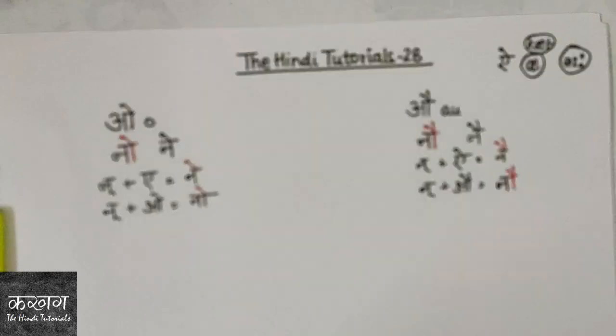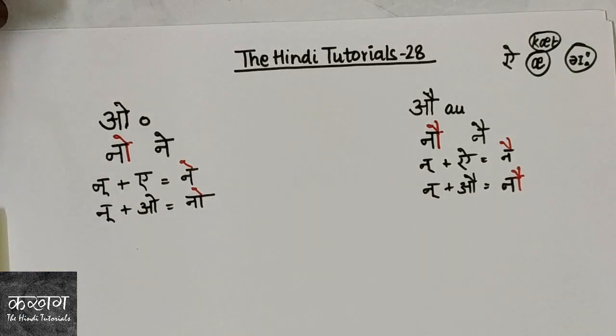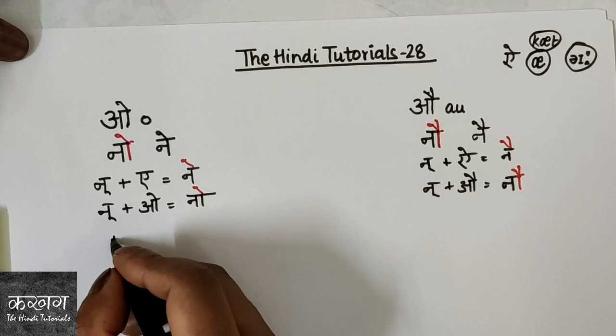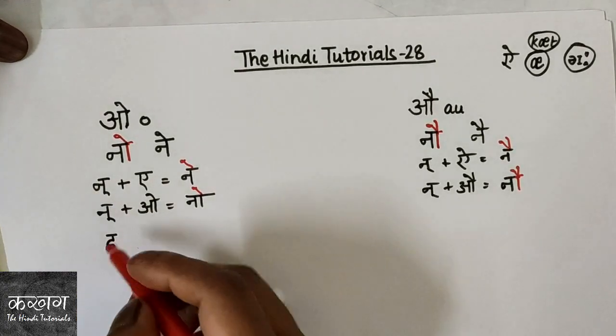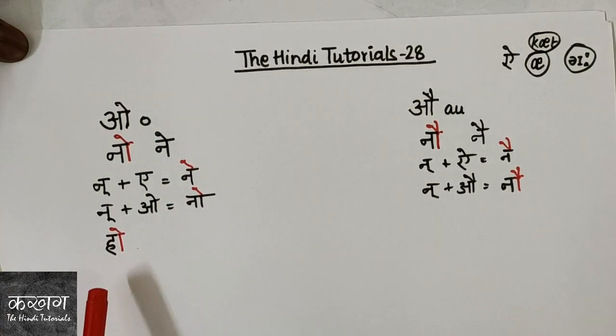Now let's have a look at some words that we can write with O and O sound. The first word that I would like to tell you is ho. Very frequent. We always used to say tum kaise ho, tum mere dost ho. So ha, ho. Now it's ho.